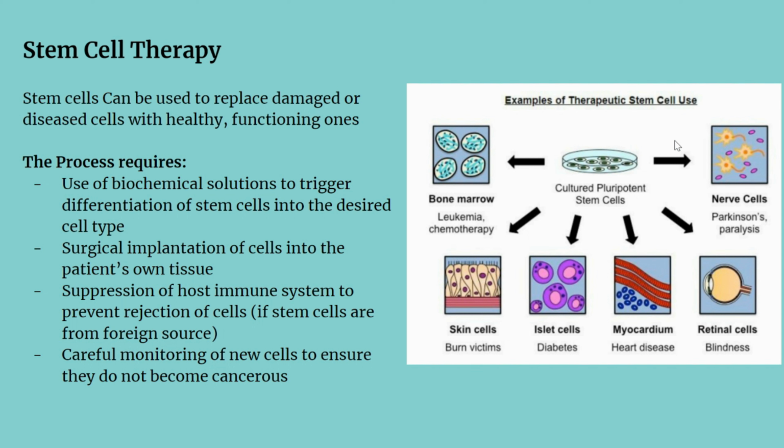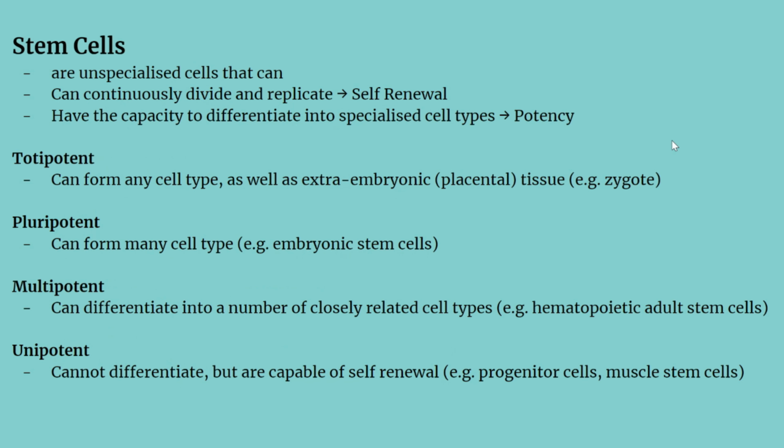So in order to ensure that your stem cell therapy does not fail and is successful, you need to be able to suppress the immune system's response towards this foreign body. So the suppression of the host immune system to prevent rejection of cells or tissue, and careful monitoring of the new cells, has to be ensured, because these stem cells, as mentioned in the previous slide, can continuously divide and replicate, and they can differentiate into different cell types.